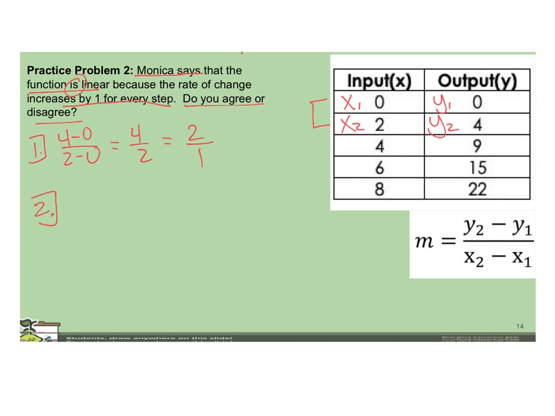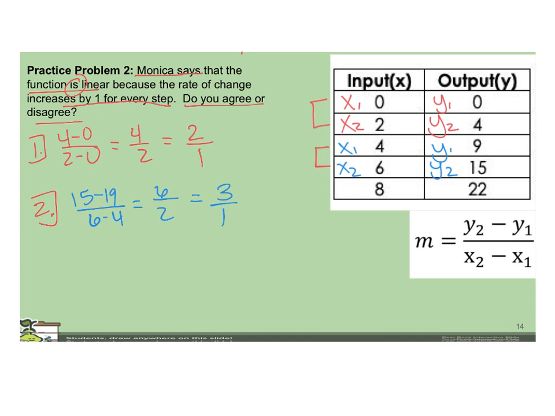I'm going to find the slope again. I'm going to use the next 2 points. Switch colors so it's not confusing for you. This is my new x1 and x2 and my new y1 and y2. So this time I have 15 minus 9 over 6 minus 4. What is that? 6 over 2, which is 3.